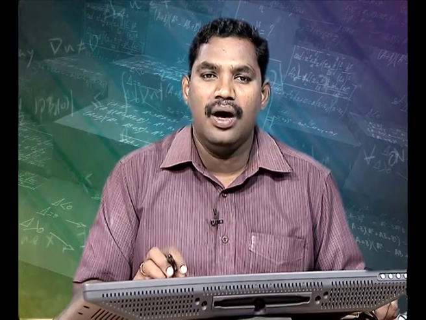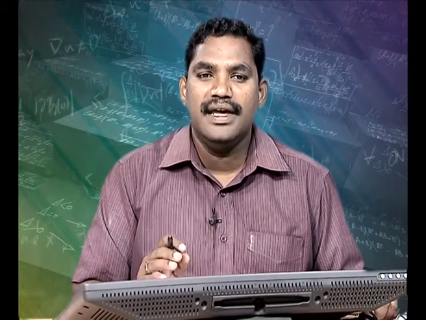First, check the condition: minimum of Mi1 greater than or equal to maximum of Mij, j varies from 2, 3 to m minus 1, or minimum of Mim greater than or equal to maximum of Mij, j equal to 2 to m minus 1. If this inequality is satisfied, then the condition for converting the m machine problem into a 2 machine problem is satisfied. Therefore, convert the m machine problem into a 2 machine problem.